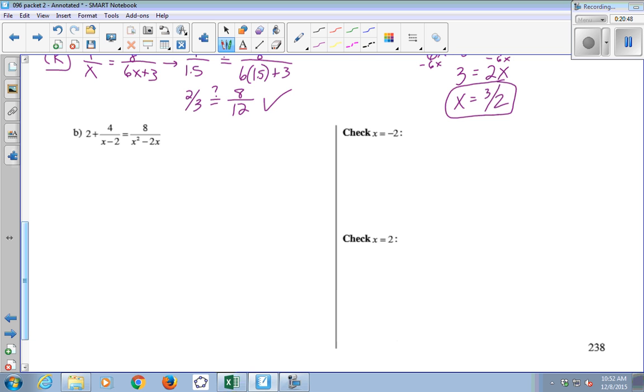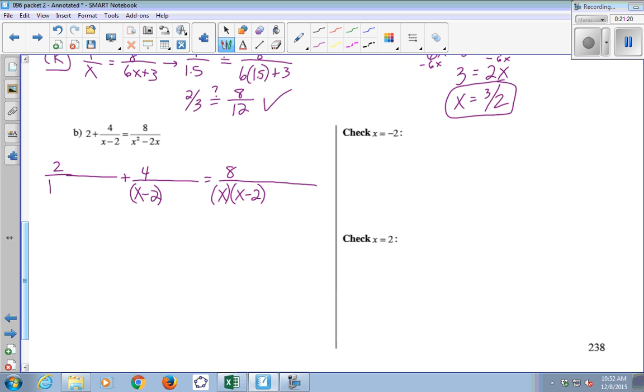First step is going to be to factor all your denominators. So I'm going to have 2 over 1, and I'm going to write these with some nice big lines here. 4 over x minus 2 doesn't factor any further, so I'm just going to leave it like that. And then equals 8 over x squared minus 2x. They both have an x in there. Both terms have an x, so I can factor that out. And I have x minus 2.